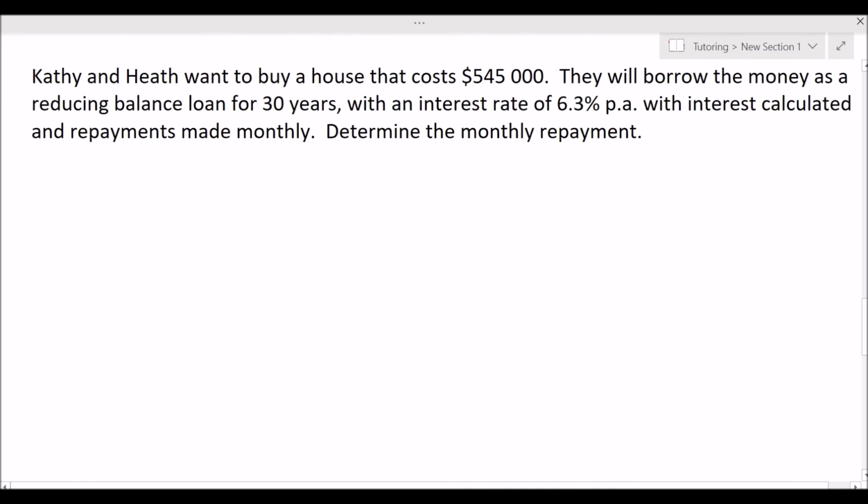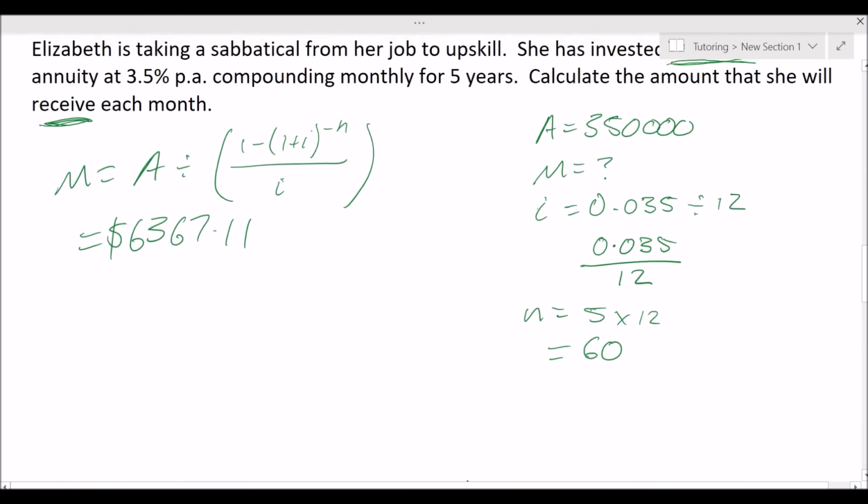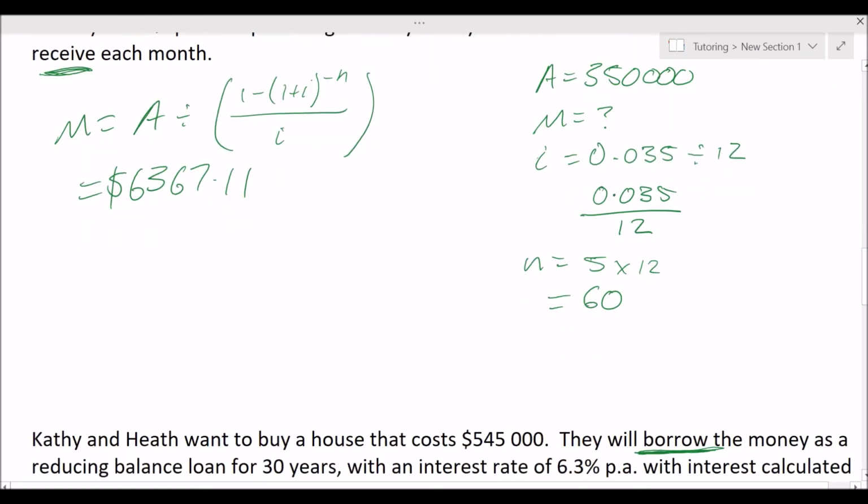Here's your next question. Pause the video. Have a go. Okay, so you can see this must be a reducing balance loan question because they're borrowing money. Okay, now if you remember, the reducing balance loan formula is exactly the same as the present value formula. Okay, now the question is also asking for the repayment. So the formula we need is exactly the same as the previous question. Okay.